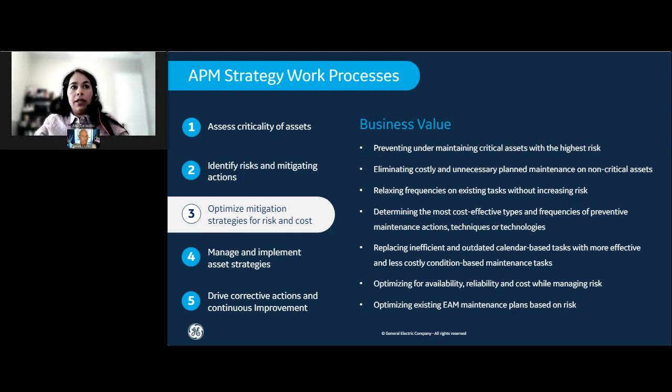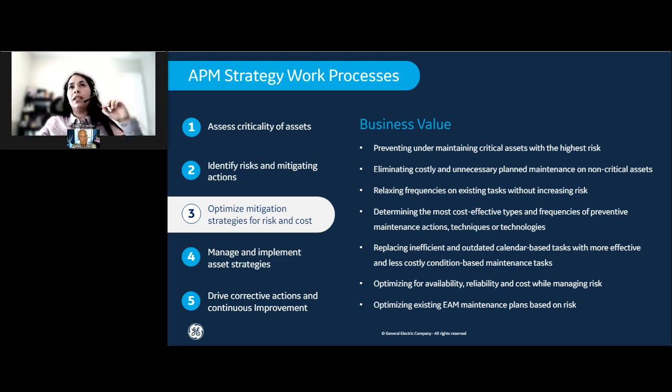In the tool, it's really easy to go through this process, and it helps you see in a visualized way what risk and cost you have in your asset and how you can balance your maintenance strategy using a what-if. What if I remove an action from my plan, or what if I add a new one, what happens? This part of the process is really important because it helps the customer sometimes eliminate cost and unnecessary maintenance plans for non-critical assets.